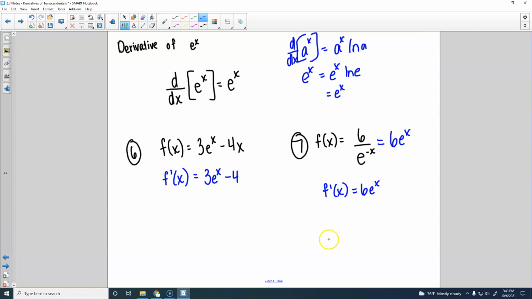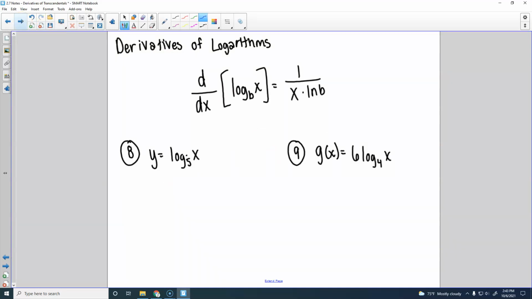Very good question. f of x equals 6e to the negative x. We do not know how to do this yet. There is another rule we're going to have to use, so I'm not going to give that to you yet. We will learn how to do it, and it's not super complicated, but we're not there yet. So we can't do one that has anything besides just the x as its variable right now. Okay? All right, logarithms.